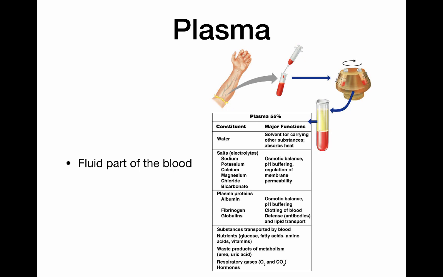And then, of course, we've got other nutrients. We've got waste products. We've got our respiratory gases, and those are CO2 and O2. Of course, we've got hormones transported in our blood. So at any given time, the substances being transported in our blood are going to be a little bit different. But that's one of the most important roles blood plays: it allows us to transport these nutrients from place to place.